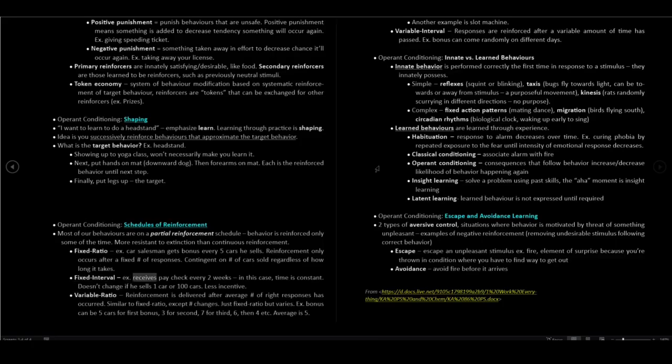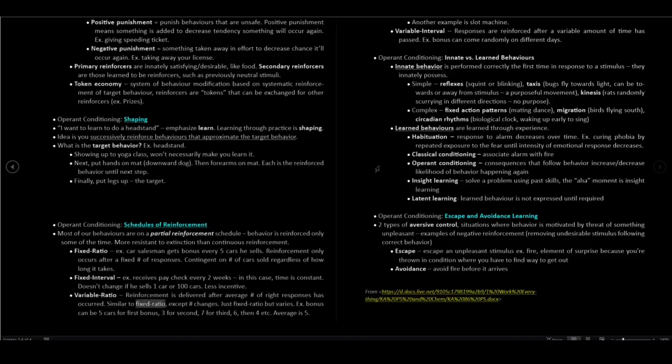Fixed interval: for example, he receives a paycheck every 2 weeks. In this case, time is constant. It doesn't change if he sells 1 car or 100 cars. Less incentive. Variable ratio: reinforcement is delivered after an average number of right responses has occurred.